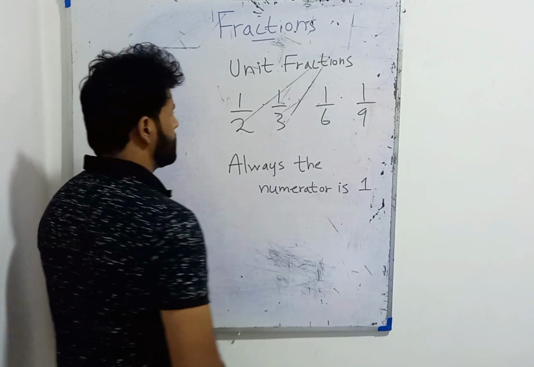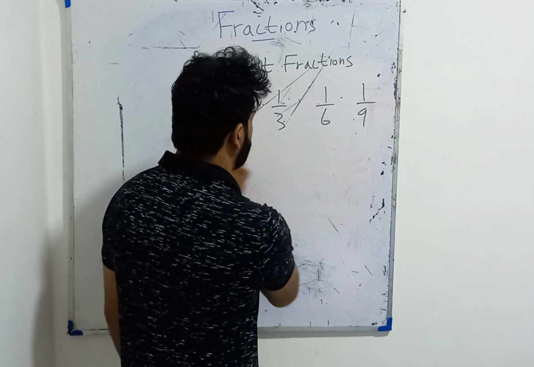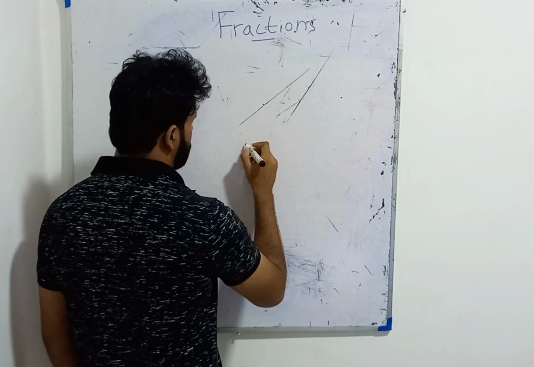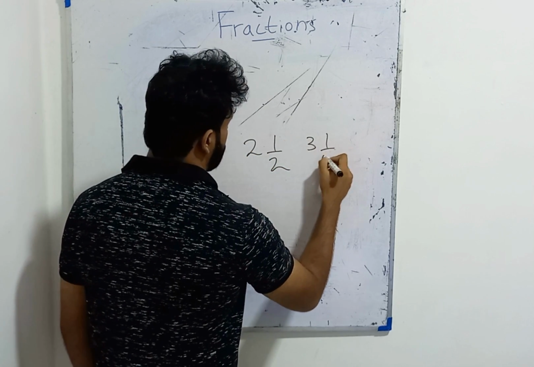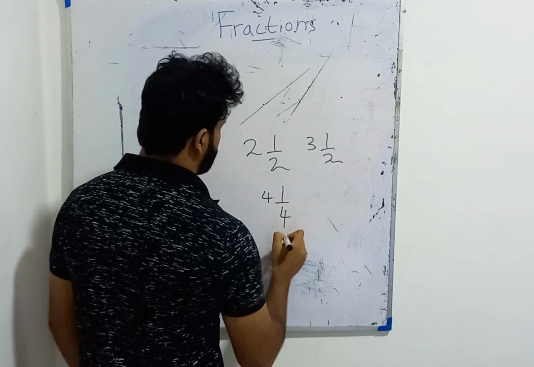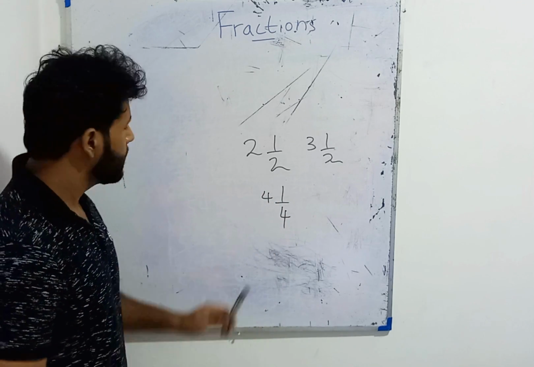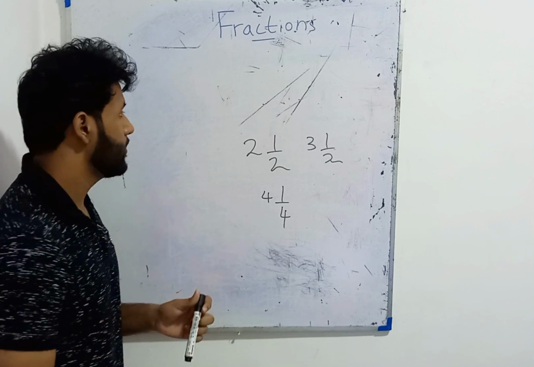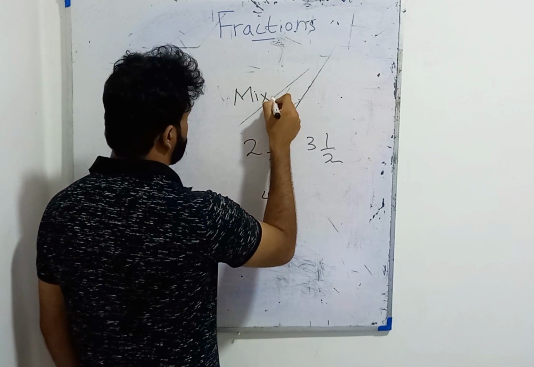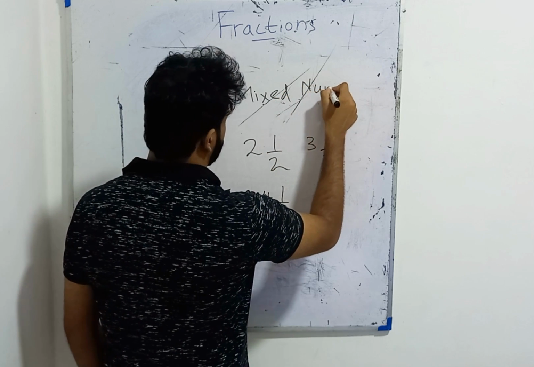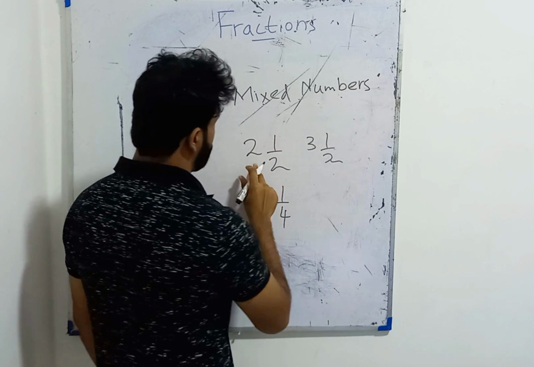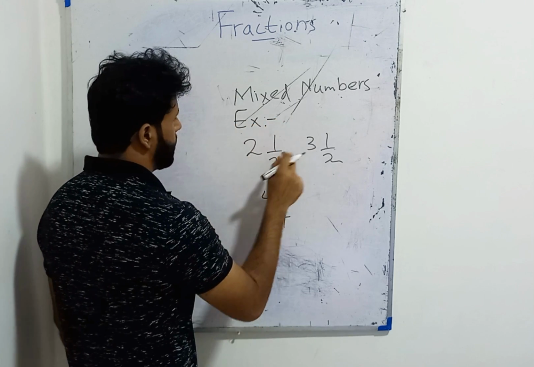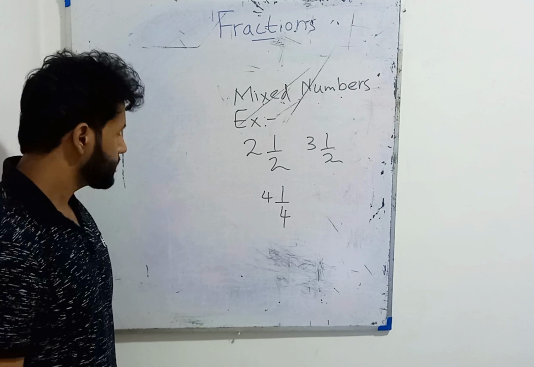Let's go to another topic. Have you seen something like this: 2 and a half, 3 and a half, 4 and 1/4? These kinds of fractions come with a whole number, and they are called mixed numbers. A whole number as well as a fraction. Examples of mixed numbers are 2 and a half, 3 and a half, 4 and 1/4.